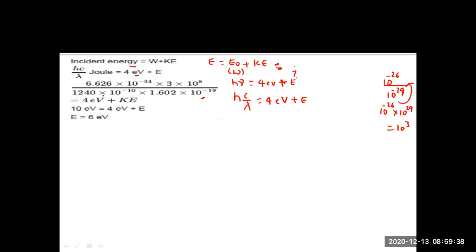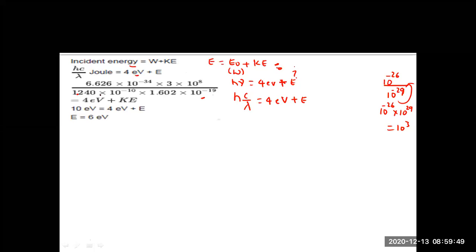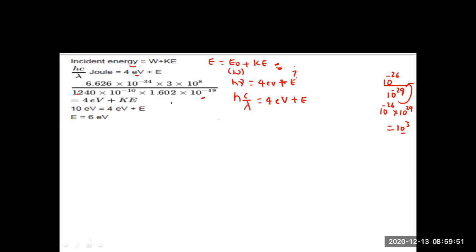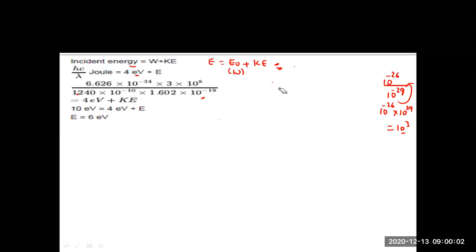Or you can shift the decimal in 1240. If you shift the decimal to the left up to 1.24, then it becomes 10 raised to 3. The 10 raised to 3 and 10 raised to 3 cancel. So finally, you can get the ratio reduced to this form. These are all mathematical steps, so there is no chemistry as such.